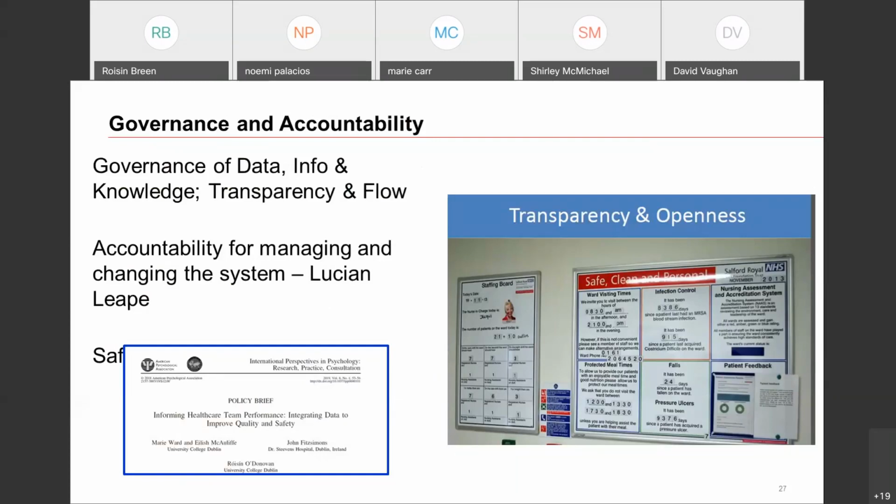And I suppose just around governance structures, human factors is a whole science of safety. For any change or improvement or quality and safety initiative to happen, there has to be clear governance, clear accountability, and all those implementation supports and structures in place. Lucian Leape has a great quote that lack of accountability is healthcare's dirty little secret. That we struggle with that in healthcare. So it's trying to look at that and look at transparency and information flow.